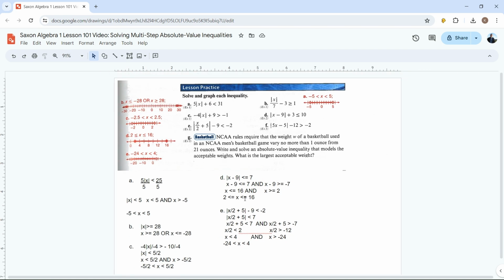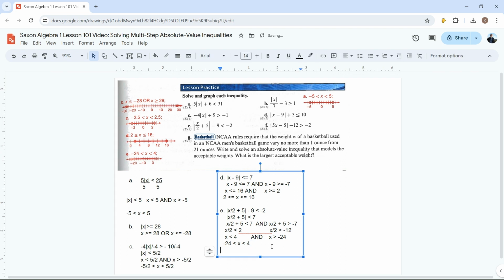All right, letter F. We're getting to the end. In letter F, I have the same sort of thing going on. This one's going to be the absolute value of 5x minus 5, minus 12, is greater than negative 2. I'm going to start by adding 12 to both sides.